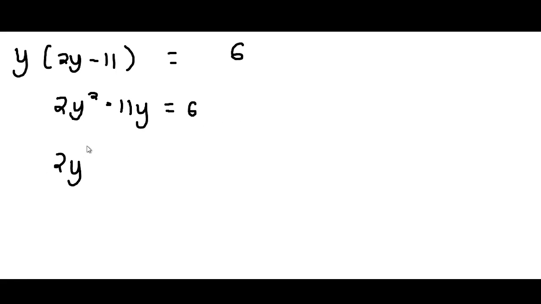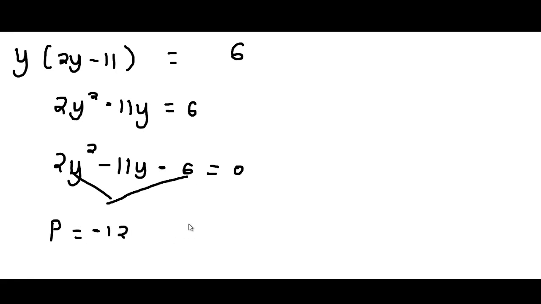So this is a quadratic equation. We have to solve it by setting it equal to 0. Our product will be negative 12 and our sum will be negative 11. What numbers can we multiply to get negative 12 and add to get negative 11? It will be negative 12 times 1. Negative 12 plus 1 is negative 11, so it satisfies the equation.